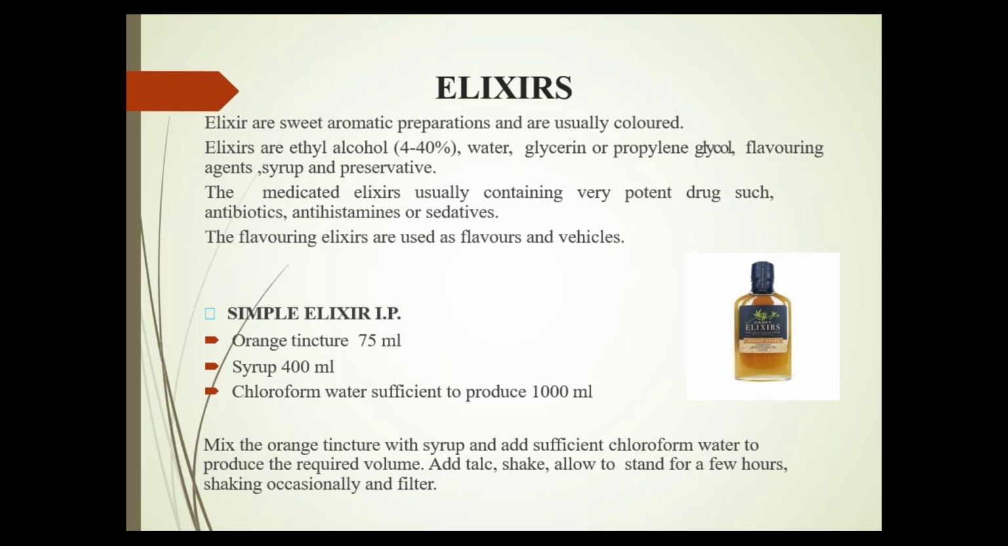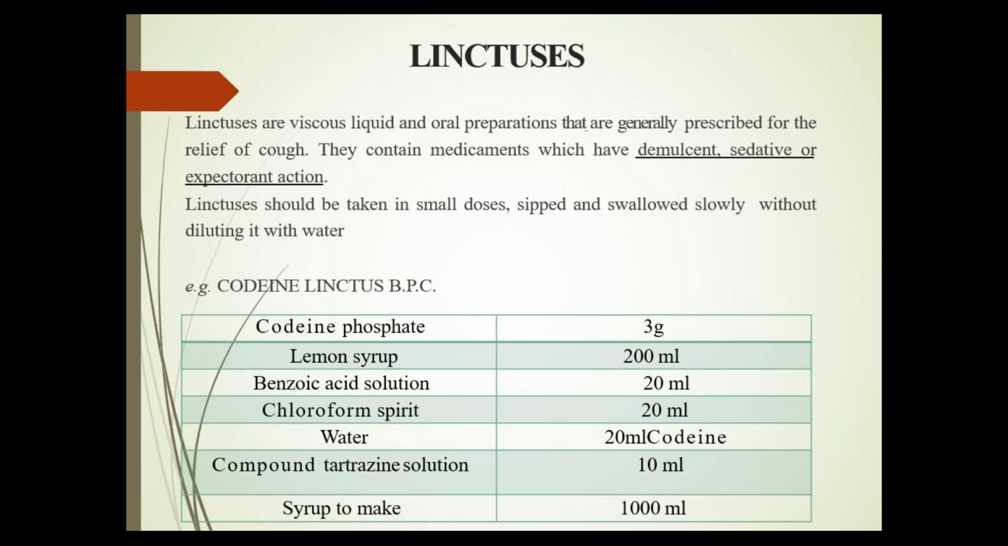So here a formula again is given. It is simple elixir IP, Indian Pharmacopoeia, where they are using an orange tincture. So much quantity. Syrup will be 400 ml, meaning you have already prepared the sucrose plus water syrup and kept it, and from that you will be taking around 400 ml. So chloroform water will be sufficient to produce 1000 ml. So they mixed all the tincture with syrup and then added the chloroform water to produce the required volume. There's a mistake on the screen. It's allowed to stand for a few hours, shaken occasionally, and then filtered. So next one is linctus.